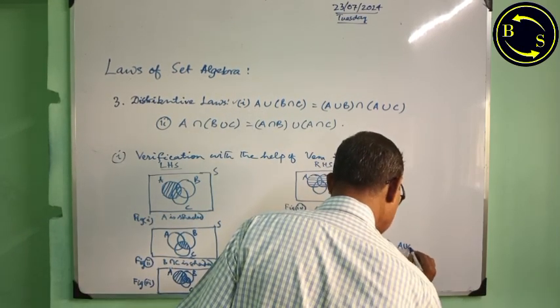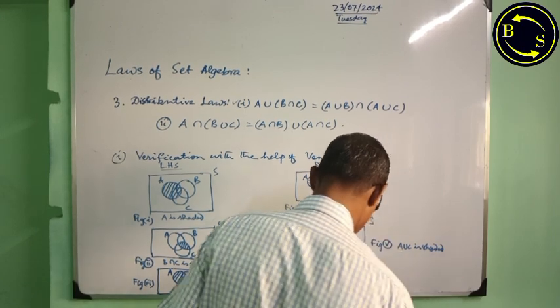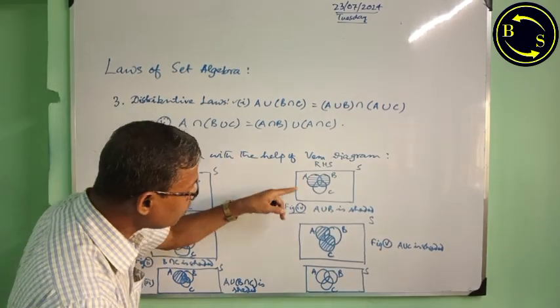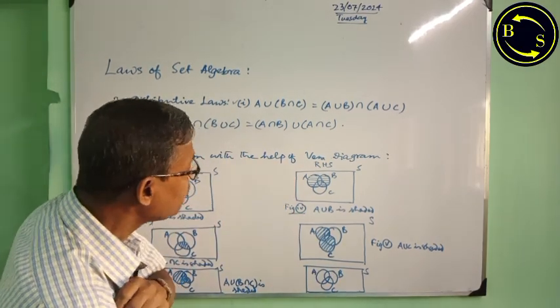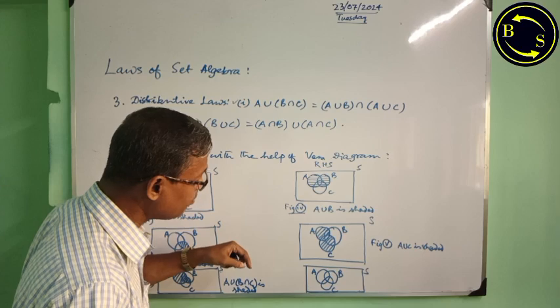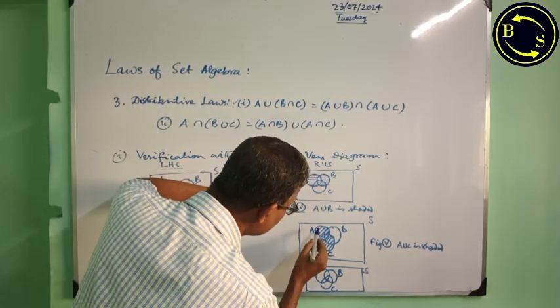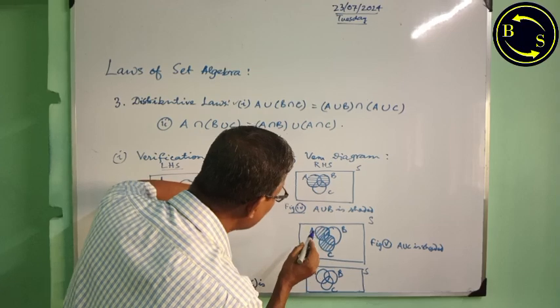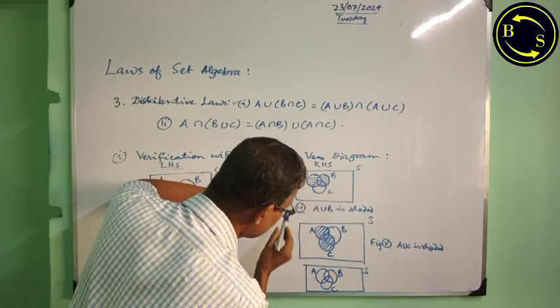A union C is shaded. Now we follow these two diagrams. Then what will be their intersection part? We find here A is in both diagrams, only this common part is present.